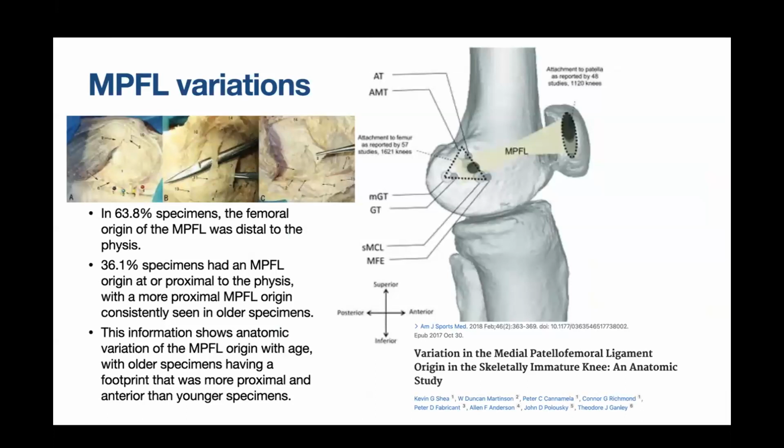Coming to MPFL variations, this interesting study by Kevin Shea showed that 63% of the specimens they looked into had an origin of MPFL that was distal to the physis. 31% had an origin that was proximal to the physis. This information shows anatomical variation of the MPFL origin with age, with older specimens having a footprint that was more proximal and anterior than younger specimens.